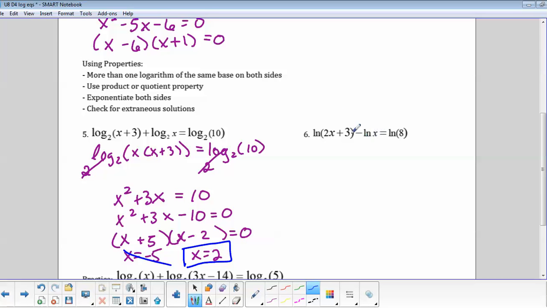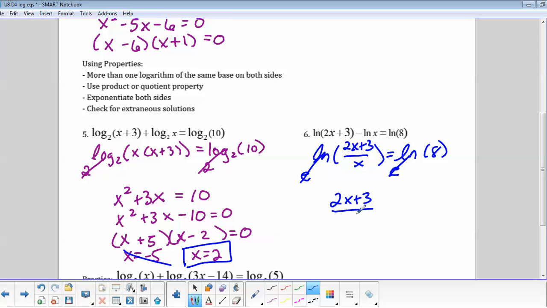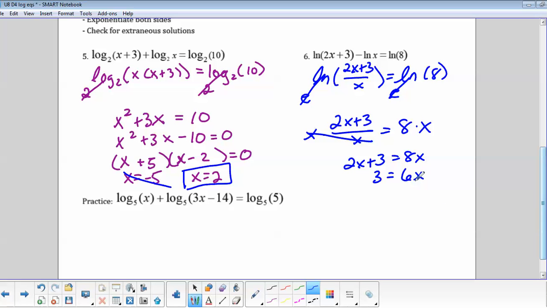For this one, if you subtract 2 logs, it's going to be the log of the quotient. So that would be 2x plus 3 over x. You can still exponentiate. So your base of ln is e, so you want to raise them both by e. And then you have 2x plus 3 over x equals 8. So I'm going to multiply by x on both sides. And you have 2x plus 3 equals 8x. Subtract the 2x on both sides and you get 3 equals 6x. And divide by 6. So x is going to equal 3/6, which is 1/2.